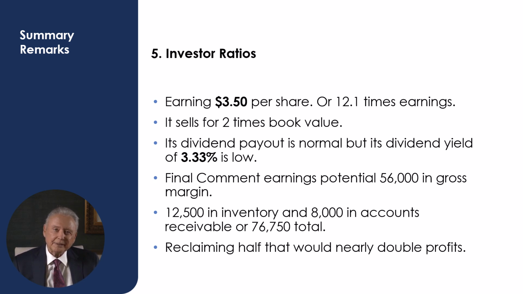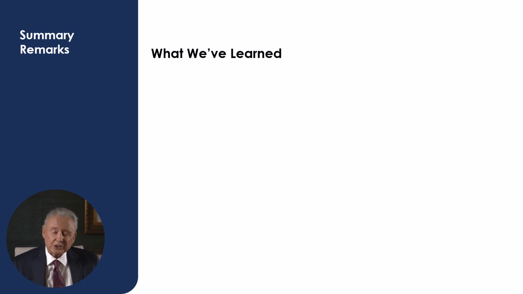Earnings potential: $56,000 in gross margin improvements, $8,000 from better accounts receivable, and $12,750 from better inventory turnover, for a total upside of $76,750. The company is selling for 2 times book value. Book value is $275,000. Market value is $450,000. The stock will not be worth more unless management improves gross margin and tackles the challenge of excess accounts receivable and excess inventory.